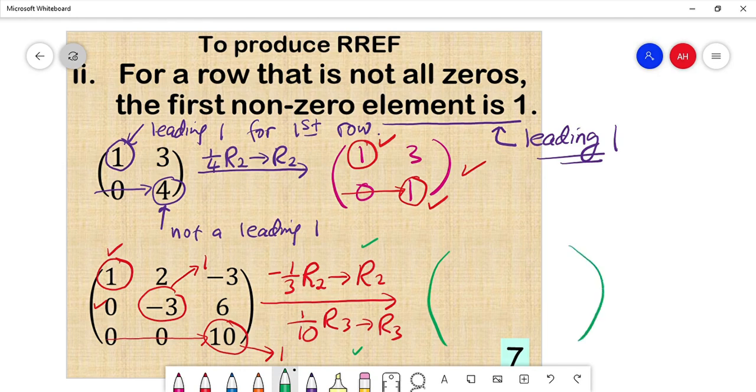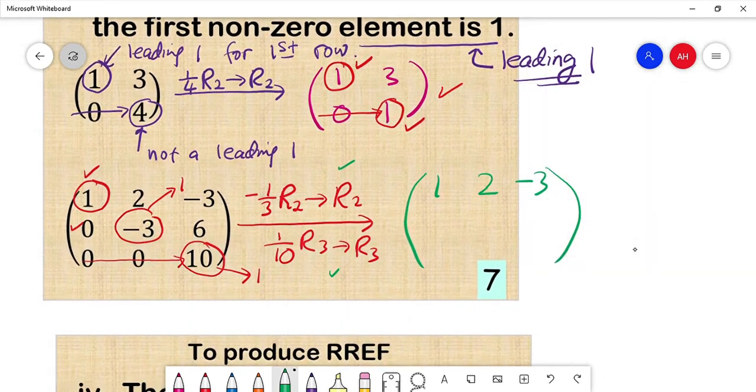So now we are ready to write down the final matrix. Row number 1 is still the same because it is good enough. It already has the leading 1. We have 1, 2, negative 3 for row number 1. Now for row number 2, we multiply by negative 1 over 3. Multiplied by 0 is still 0. Negative 3 multiplied by negative 1 over 3 is 1. And 6 divided by negative 3, we have negative 2. I hope you understand why we get negative 2. Now, for row number 3, 0 divided by 10 is still 0, and 10 divided by 10 is 1.